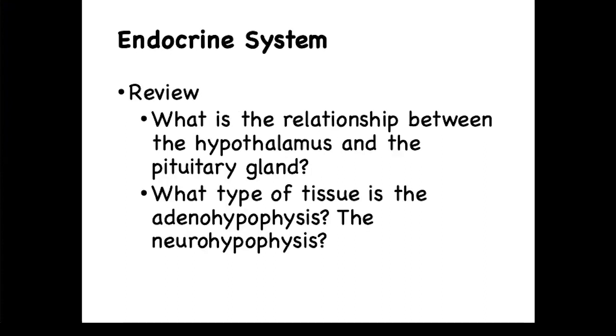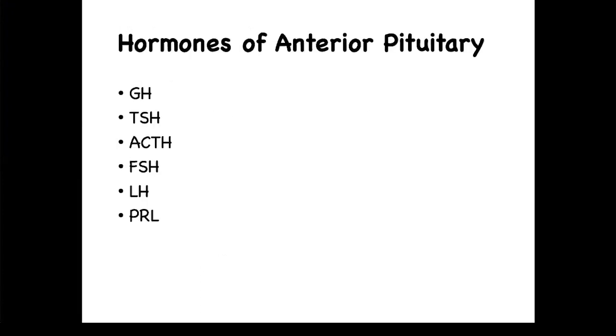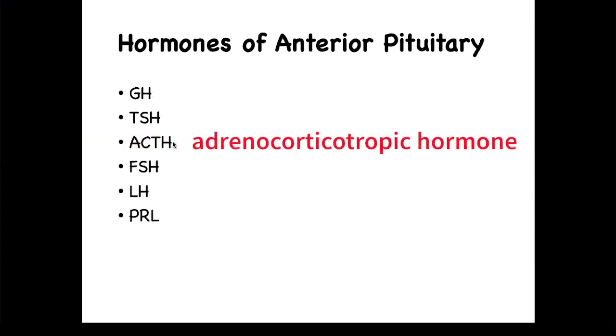The anterior pituitary consists of glandular tissue, and recall that another name for it is adenohypophysis, and the posterior pituitary or neural hypophysis consists of neural tissue. Be sure to know the hormones released by the anterior pituitary as well as the posterior pituitary. For the anterior pituitary, the hormones include growth hormone, thyroid stimulating hormone, adrenal corticotropic hormone, follicle stimulating hormone, luteinizing hormone, and prolactin.